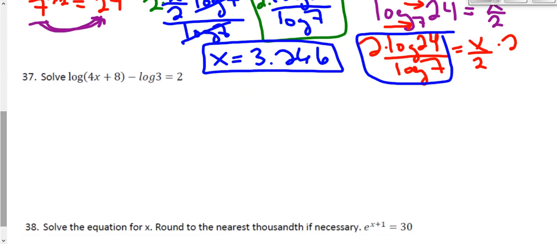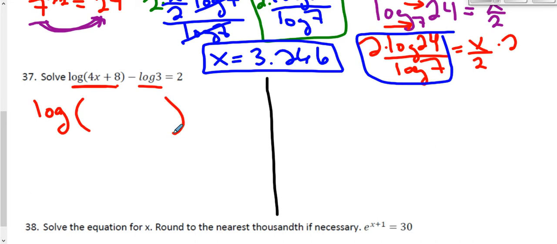All right, up next for question 37, you can start this question in 2 different ways. You can either start by squishing your logs together or by just trying to isolate x, and it doesn't matter. I'll go ahead and show you both ways. On the left, I'm going to start by smushing these logs using log properties. When I have 2 logs with the same base and they're being subtracted, I can smush them together into one giant log if I use division.